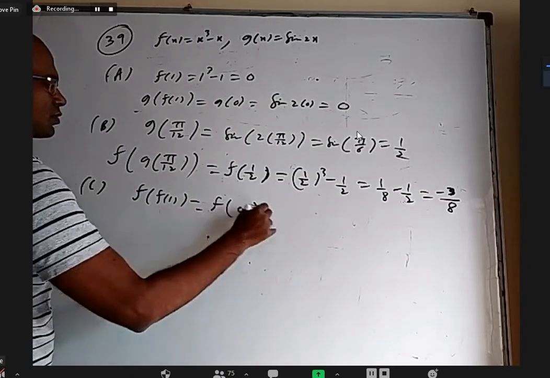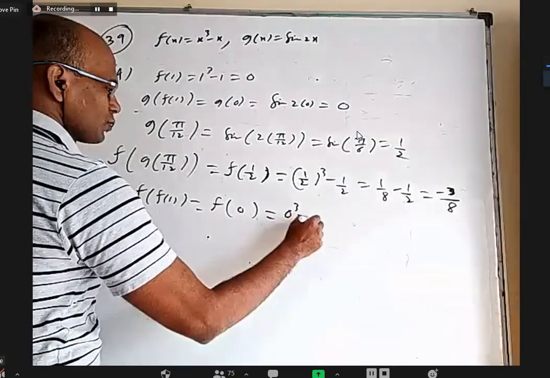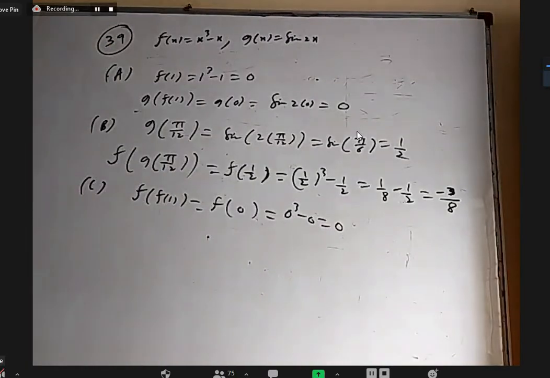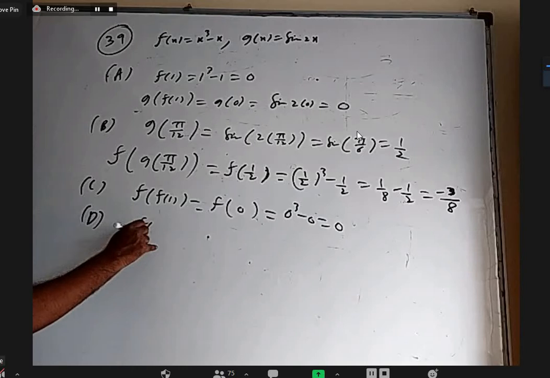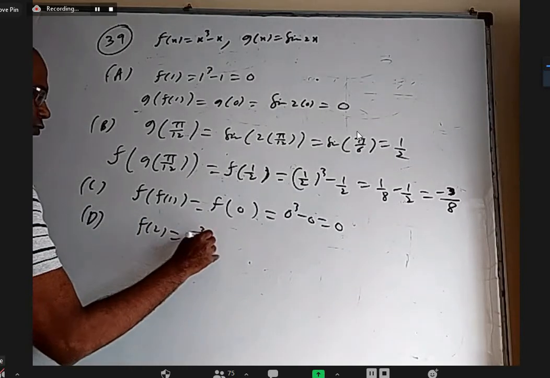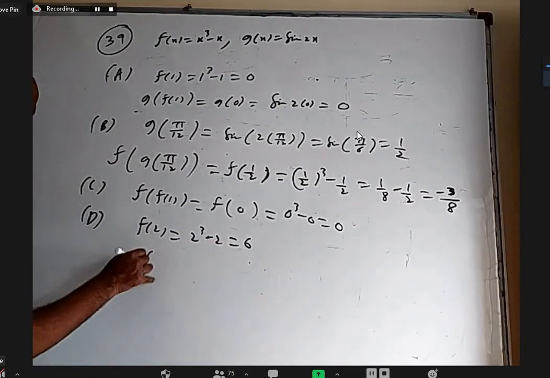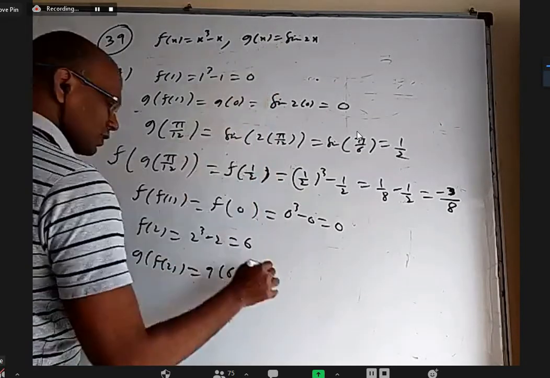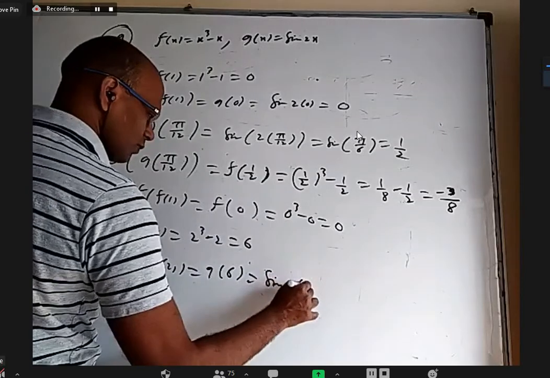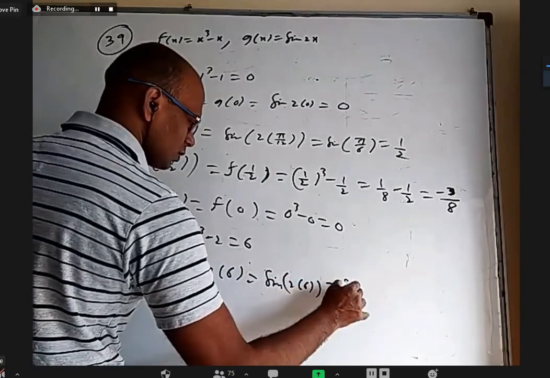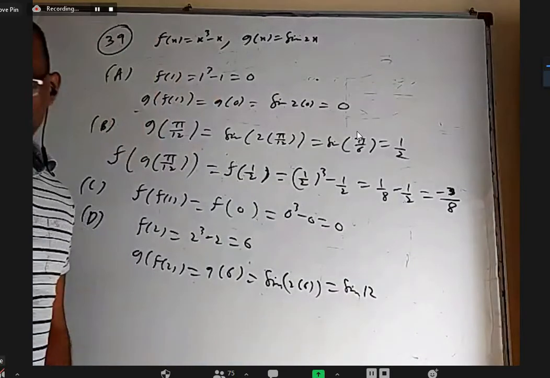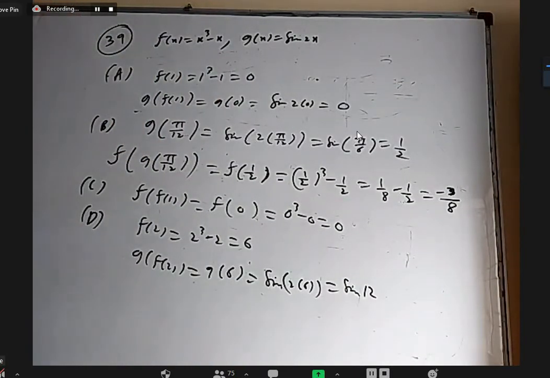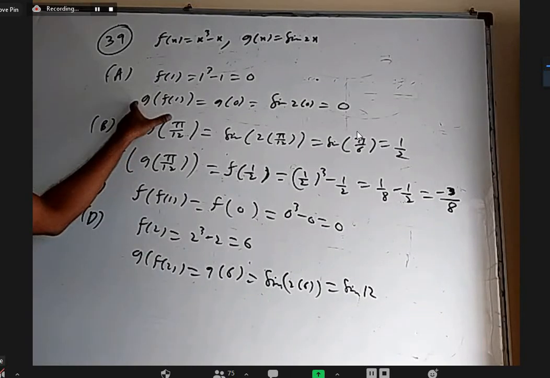And option C, f of f of 1. Inner f of 1 is 0 and f of 0 is 0 cube minus 0, which is also 0. Option D, g of f of 2. So f of 2, when you find it, is 2 cube minus 2, which is 6. G of f of 2 means g of 6. When I put 6 here, it is sine 2 times 6, which is sine 12. But they gave sine 2. Okay. So all of these are just finding the inner part and then the outer part every time.